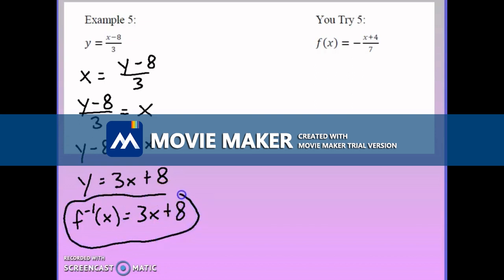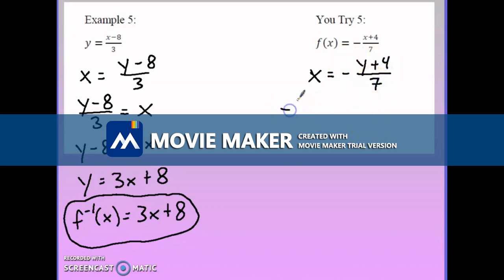So again, you try number 5. So pause for a second. Just a little hint if you haven't paused yet, or if you have, that negative will just go with that 7 when you take it to the other side. But try that. All right, so first step would be x equals negative y plus 4 over 7.